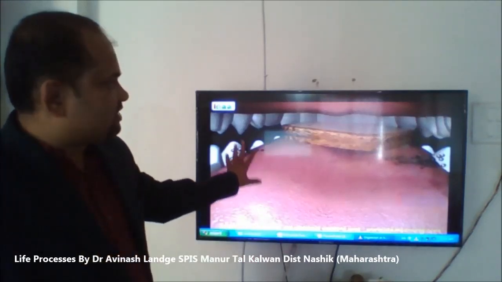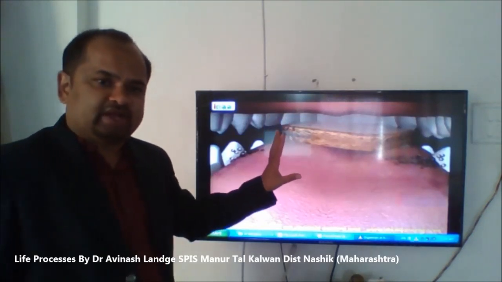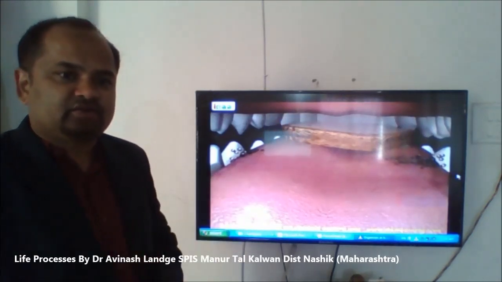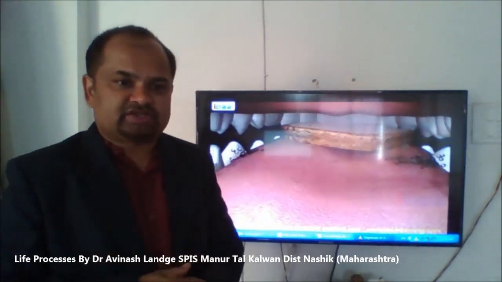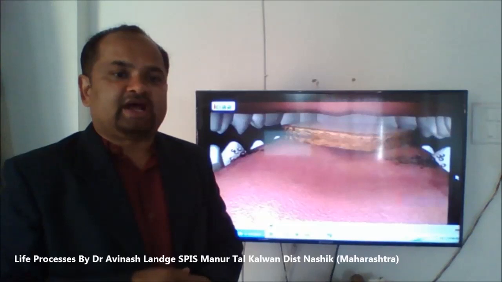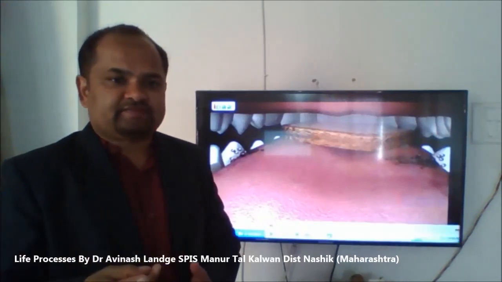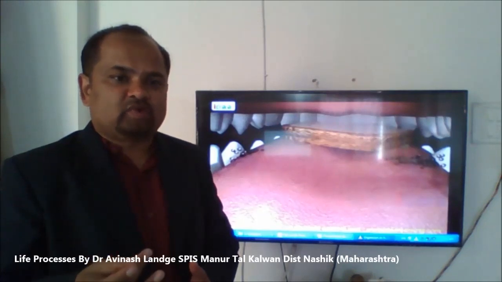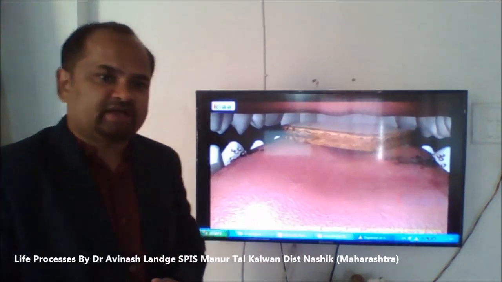Now inside the buccal cavity there are teeth. 32 teeth are present. We know that. So which are those teeth? Can you tell me? I told you the formula to remember the teeth in 6th or 7th standard: ICPM, incisors, canines, premolars, and molars. These are the 4 types of teeth present in the buccal cavity.